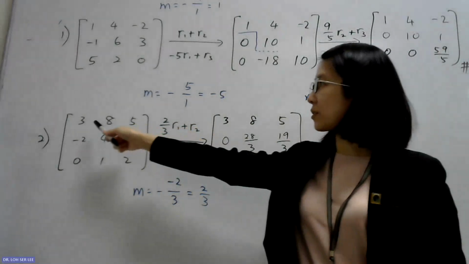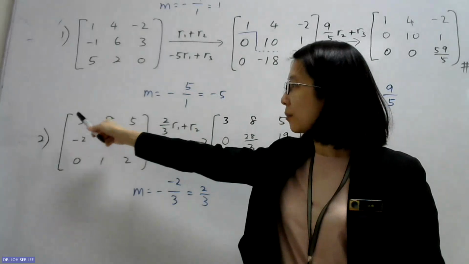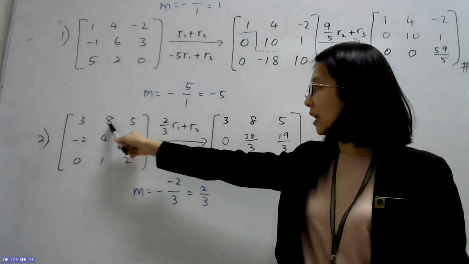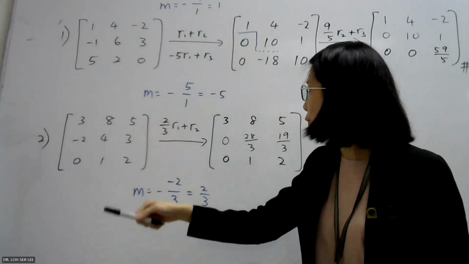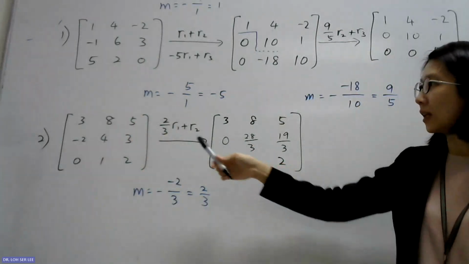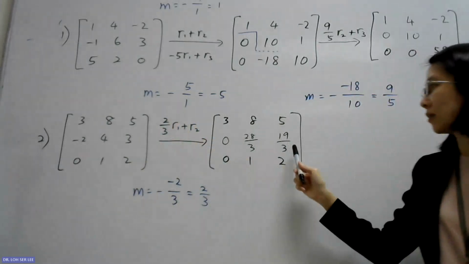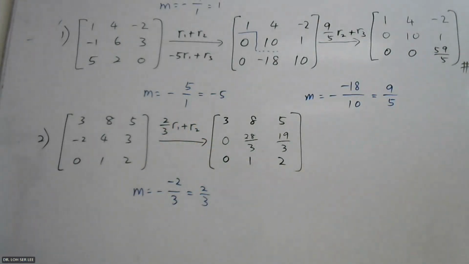2 over 3 times 3, and then plus negative 2, you get 0. 2 over 3 times 8 plus 4, you get 28 over 3. 5 times 2 over 3 and then plus 3, you get 19 over 3. You just follow the steps.